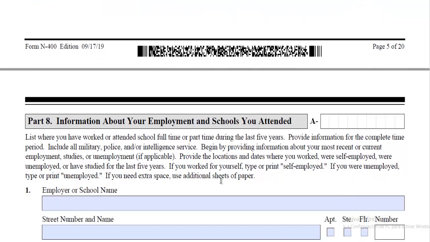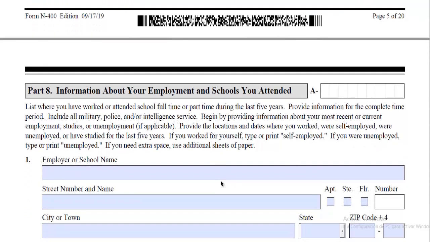In Part 8, it's information about your employment and the schools that you have attended. Okay? Here you must give details about where you went to school or worked for the last 5 years. If you cannot remember something from years past, put as much information as you can remember.